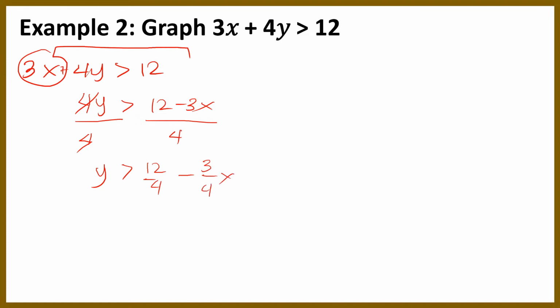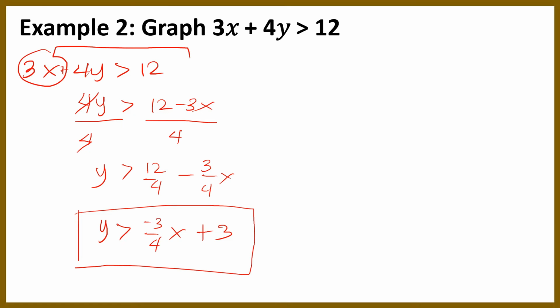Then, rewrite natin siya at simplify natin yung ating equation. So, i-rewrite natin siya into slope-intercept form. y > −3/4 x. Then, 12 divided by 4 is equal to positive 3. So, this is our slope-intercept form.